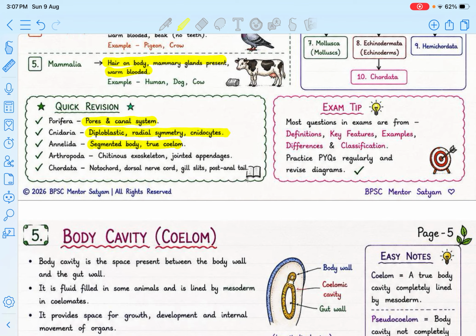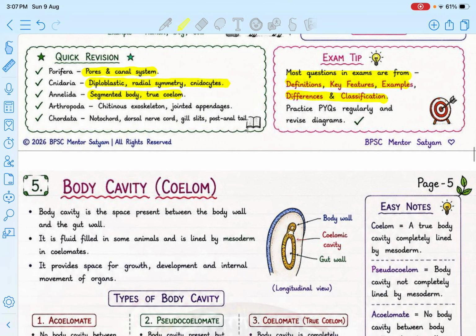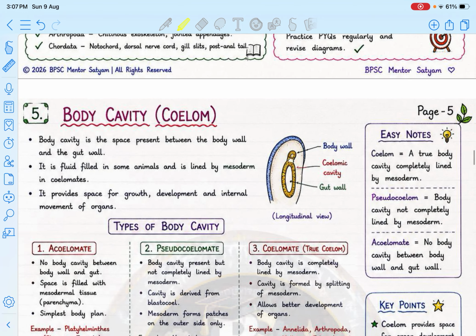Okay, for example, an exam tip: most questions in exams come from definition, key feature, example, differences, and classification. And it can be confusing which phylum we are reading and what the classification of the animal kingdom is. So if you go through it again and again, I think it will be very, very easy for you to understand.